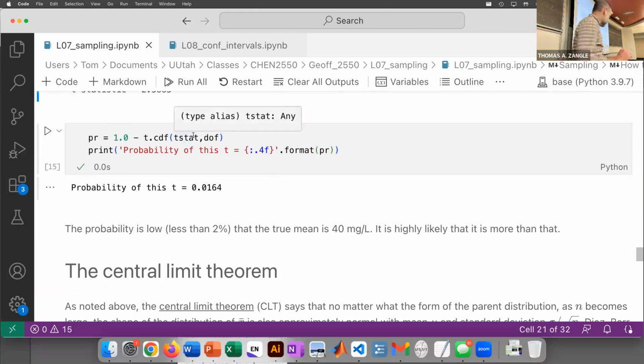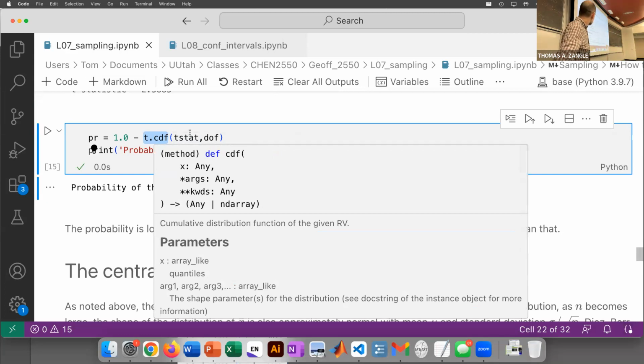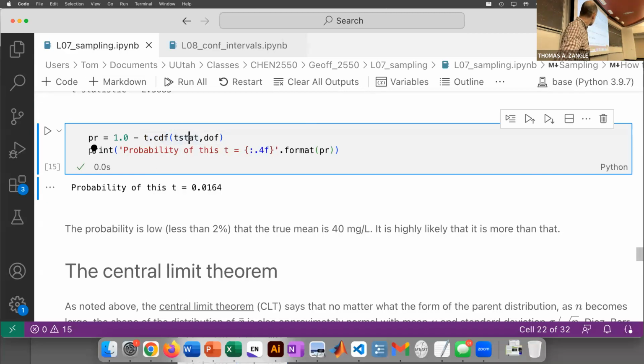And so then we can find the probability of observing a mean value from 14 measurements of 46, given that the true mean is actually 40 milligrams per liter. By using the t distribution, in this case, we're going to find the CDF, right? The t distribution CDF for that value of the t statistic and for the specified degrees of freedom.